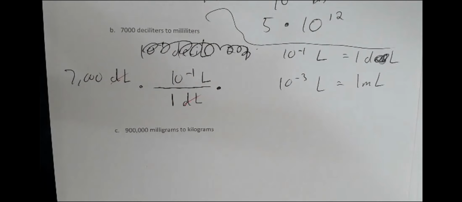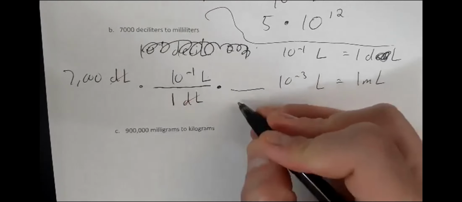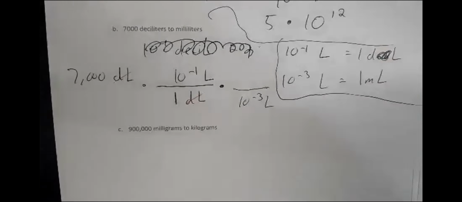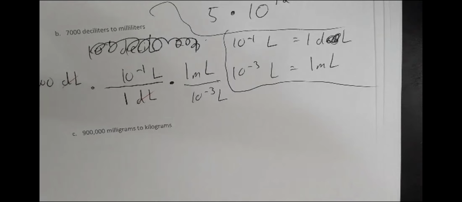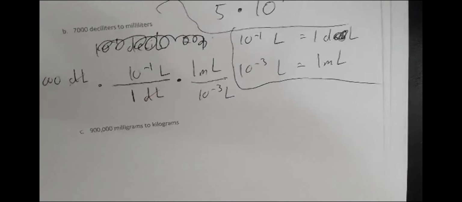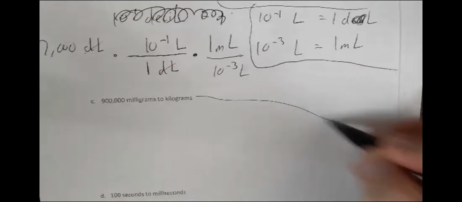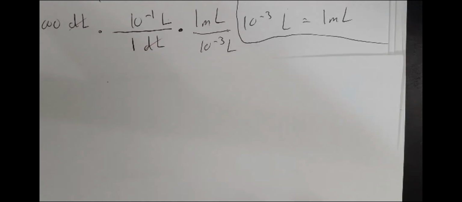So now I'm going to go from liters to milliliters, sorry. And so I'm going to simplify. What it looks like is I'm going to have 10 to the minus 3 liters here, and I'm going to have 1 milliliter. So I need a little bit more room. I didn't leave myself enough room.